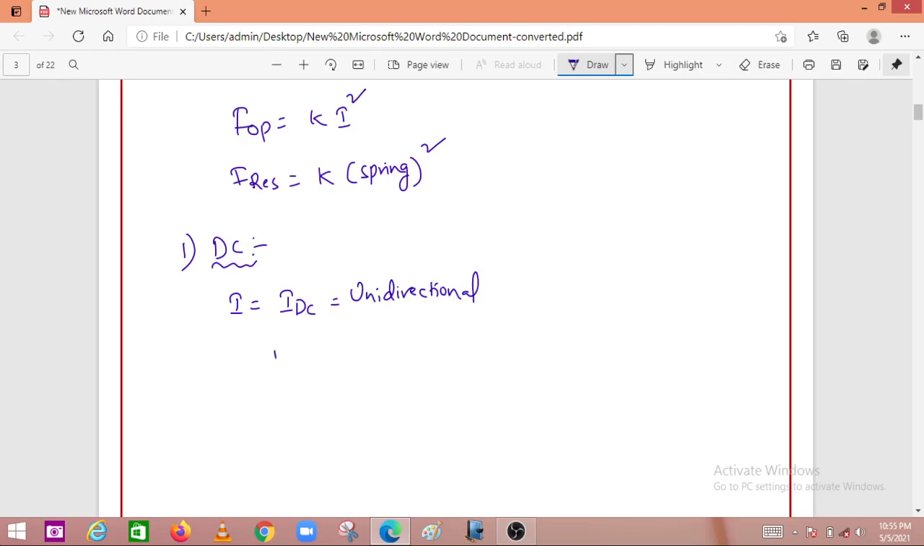So therefore the operating force will be now what? Operating force is equal to K into I1 square, that means I DC square. Unidirectional force will be existing here.